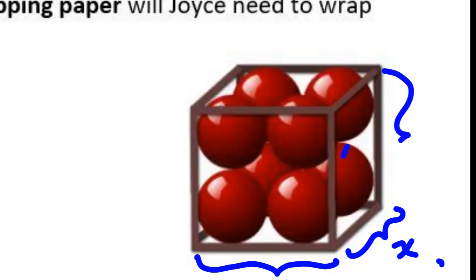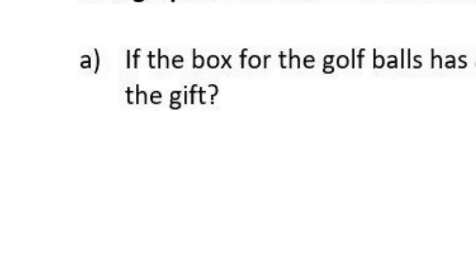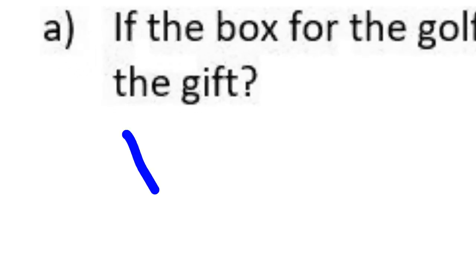Nope. So I'm going to call this one X. This one over here would then also be X. And the height would be X. So length, width, and height would all be the same. I don't happen to know how much that is, but it's all the same. Is this a cone, a pyramid, a prism, a cylinder, or a sphere? A prism. How do we find the volume for a prism?